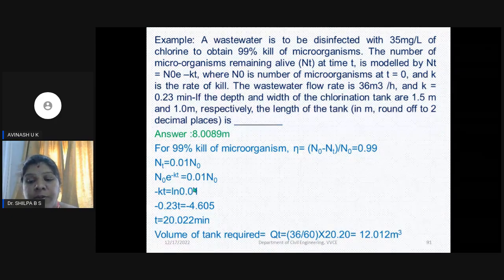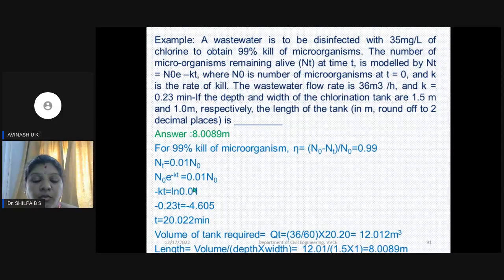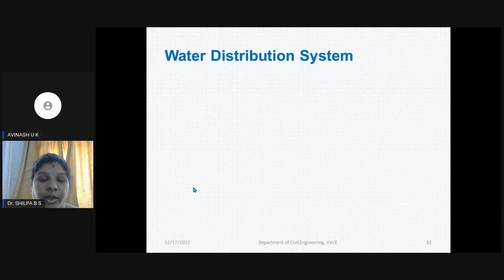So we will be calculating the volume, and once we know the volume, we can calculate the length. Okay, because they have given the depth and the width of that chlorination tank, so we can calculate the length. So we got the answer as 8.0089.